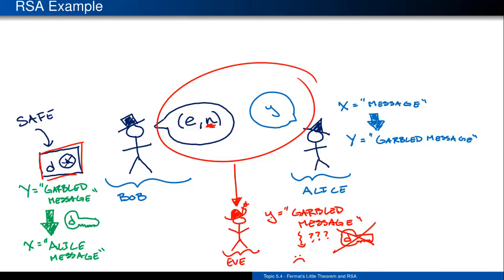If I ended up being this eavesdropper, Eve, who has this fun little hat, she is currently missing this secret key. If she all of a sudden had that key, she could decode any message that was sent to Bob, and this whole system would break down. So Bob really does want to keep that d secret.